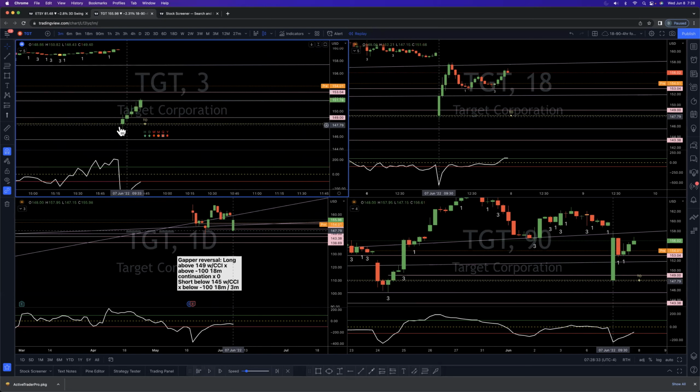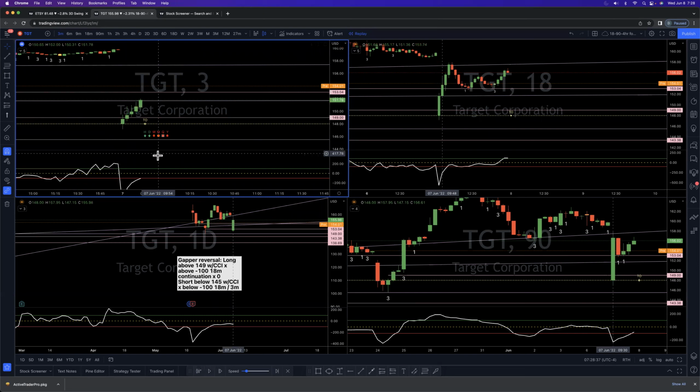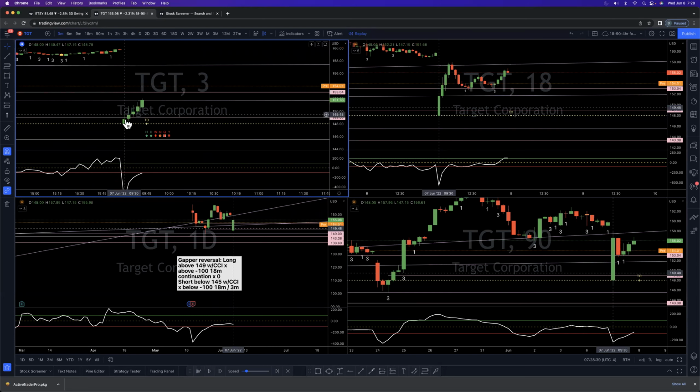Okay, so here's what I'm looking at. I said, Target is gapped down, nice gapper. It put in this low here. So this is a 2 down. This is a 2 up. Right? So that would technically be a compound 3 on a shorter time frame. But I stuck with my rules.